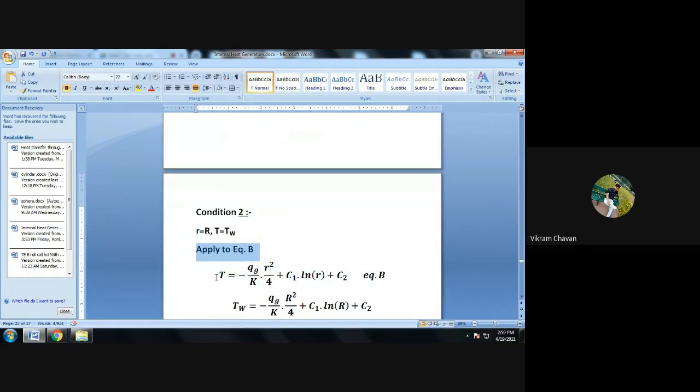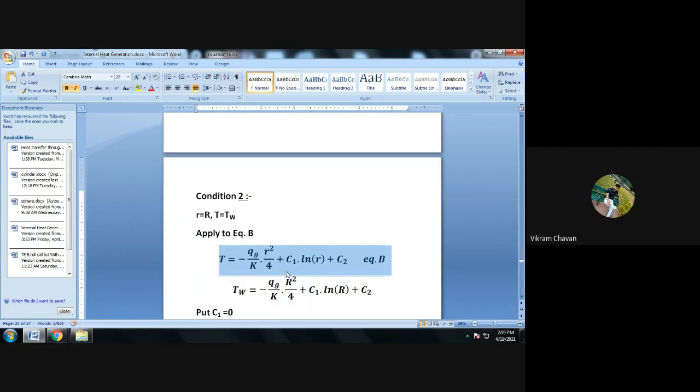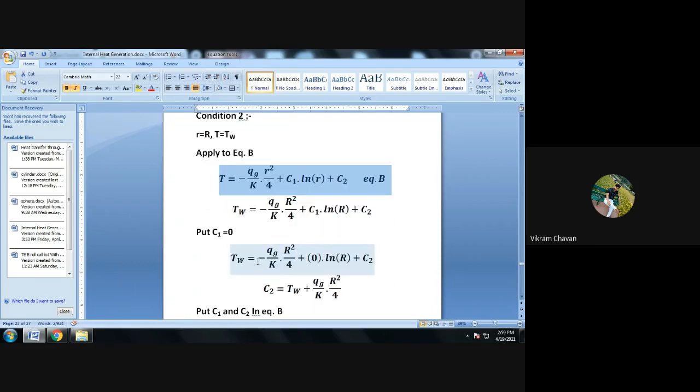Equation number B is our general equation with the constants. So equation B is T is equal to minus Q suffix G divided by K multiplied by R square divided by 4 plus C1 ln of R plus C2. That is equation number B. Now apply the boundary conditions.